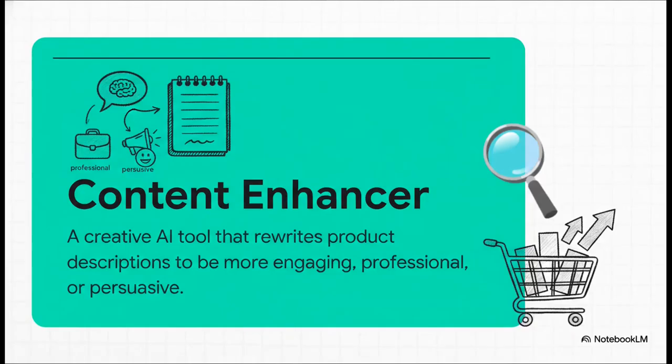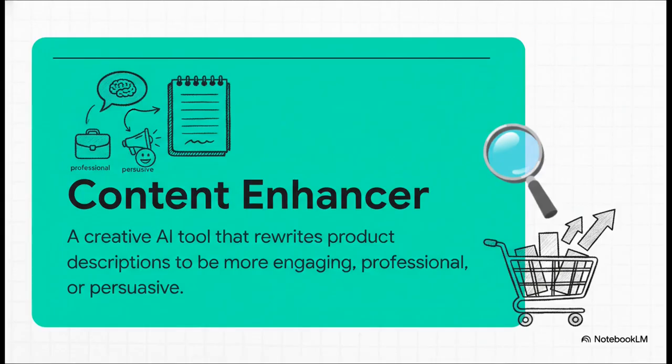And hey, it's not just about SEO keywords. The content enhancer is basically like having an AI copywriter on your team 24/7. It can rewrite your product descriptions to sound more professional or more persuasive or even more fun, whatever tone you want.